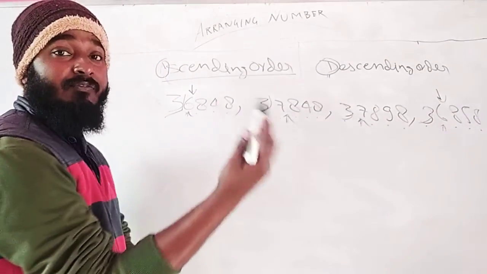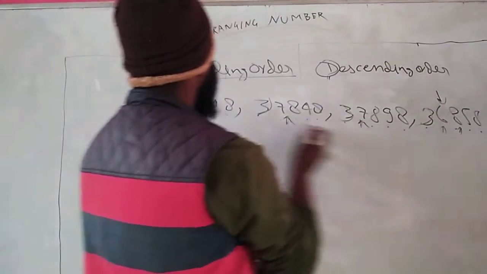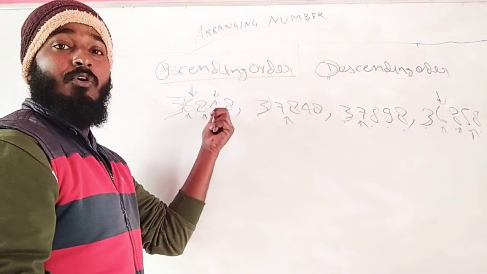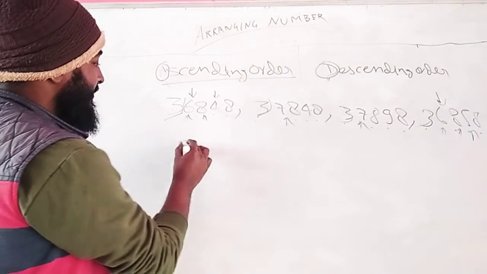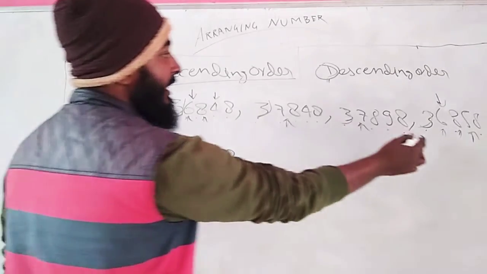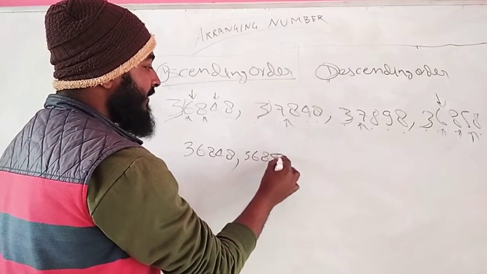So for that, proceed further. Here it is 8, here it is 8, and then it is 4 and then it is 5. The one with 4 is smaller. So the smallest number is 36848, then after that 36858.